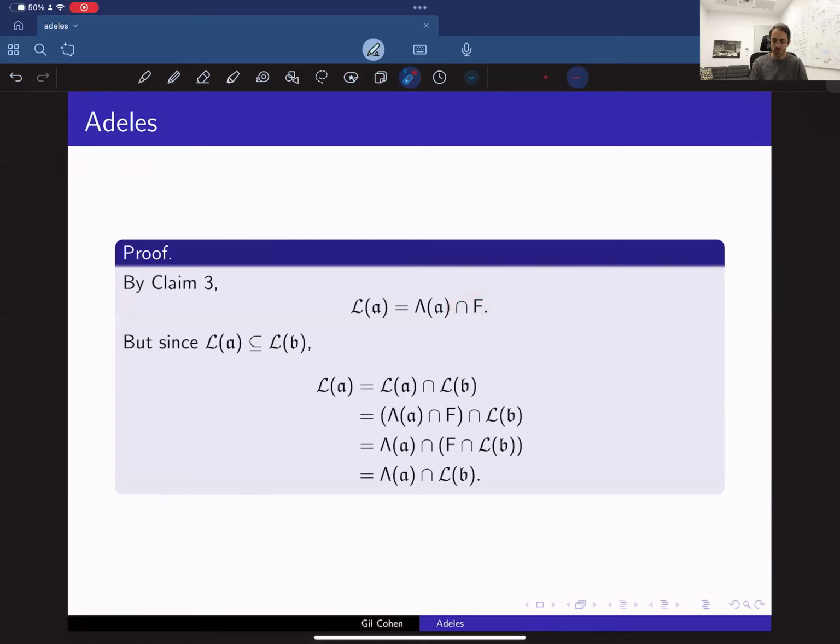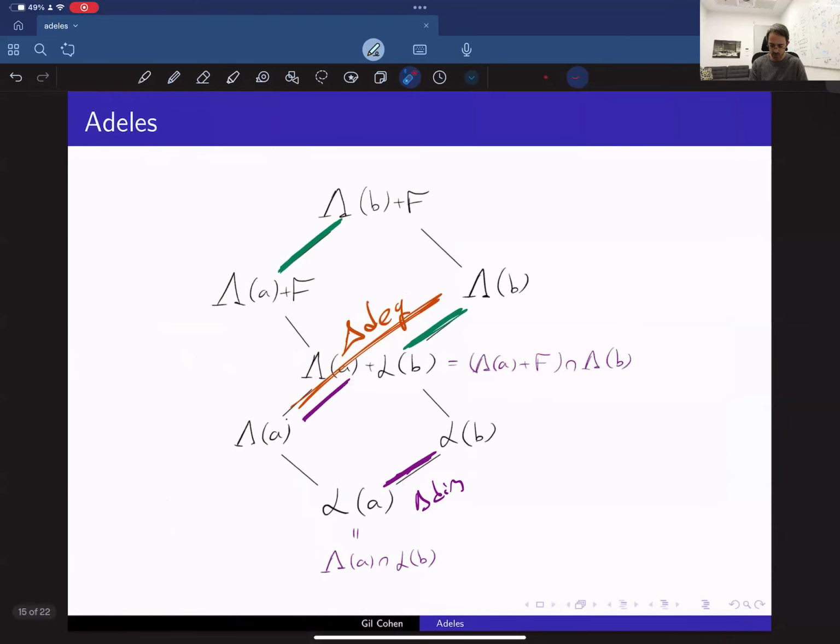And so you can write L of A as L of A intersected with L of B, because L of B is contained in L of A. And using that, you can replace L of A with lambda A intersected with F. Then you can put the brackets on these last two expressions, and you see that F doesn't matter at all, because it contains L of B. So you are left with lambda A intersected with L of B, which is what we wanted.